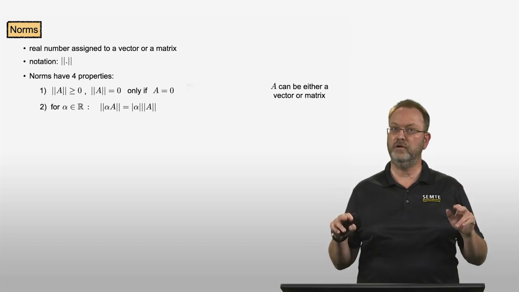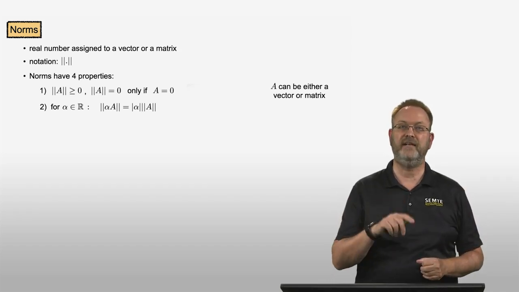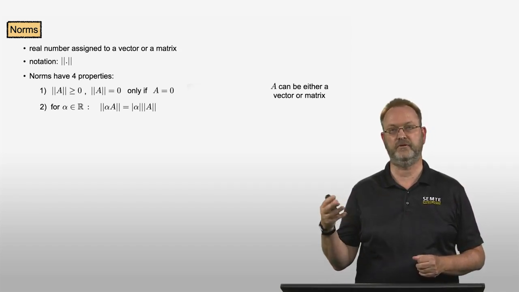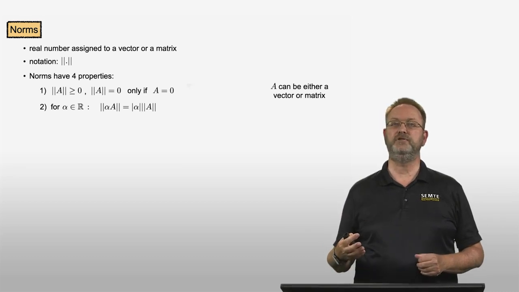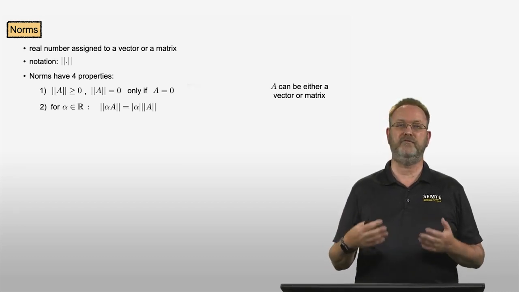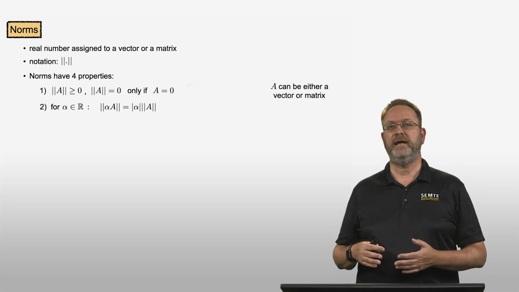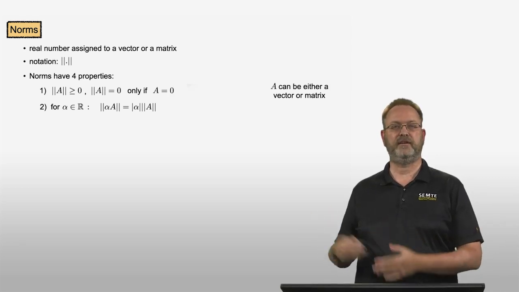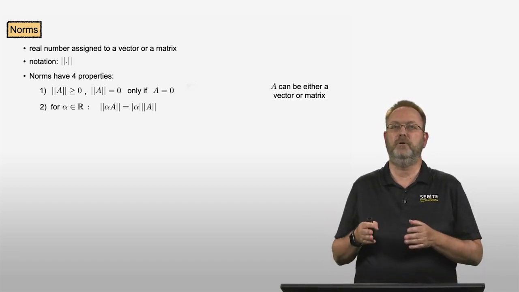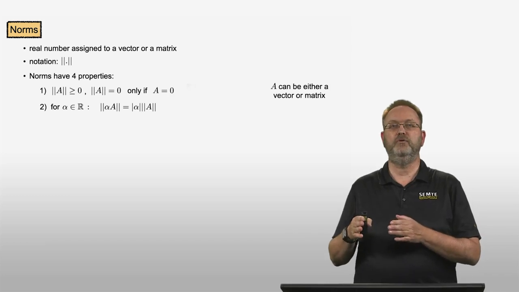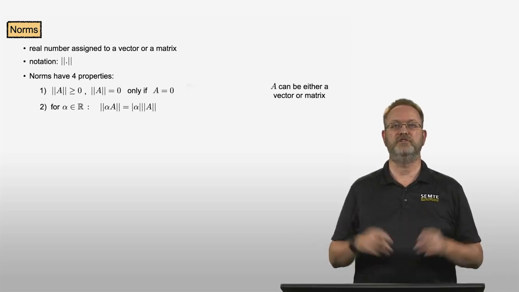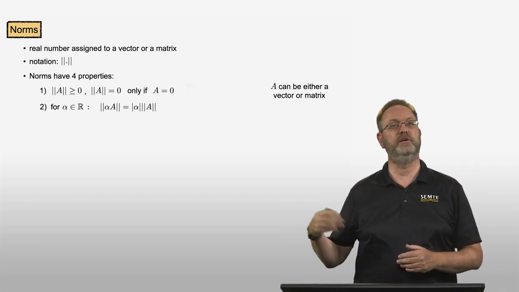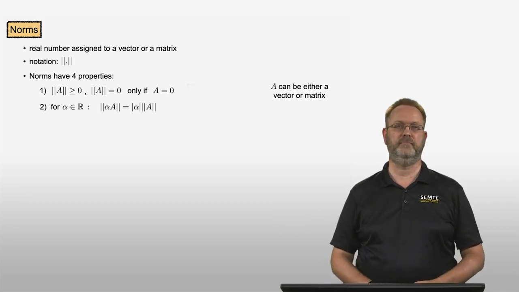The second property is that if alpha is a real number, then the norm of the product of alpha times A, the vector or the matrix, is equal to the absolute value of alpha multiplying the norm of the vector or the matrix, which means we can pull a real value out of the norm, take the absolute value, and then do the product with the norm of the vector or the matrix.